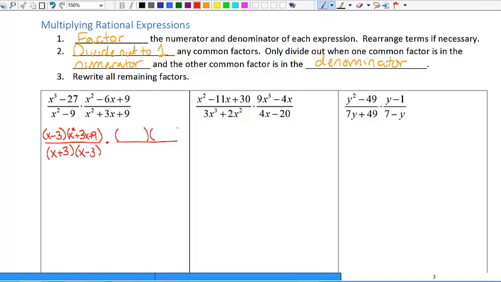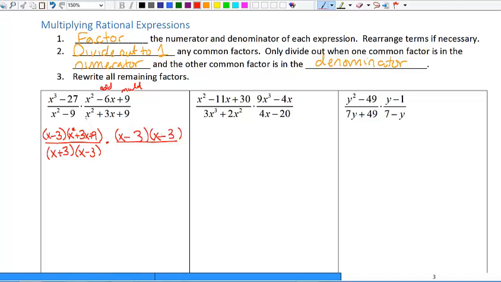And the numerator of the second fraction is a trinomial with leading coefficient of 1. I need two numbers that multiply to positive 9, yet add to negative 6. I need them to have the same sign, so they both must be negative. So that's 3 and 3.